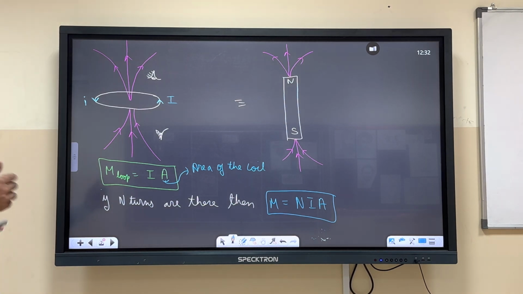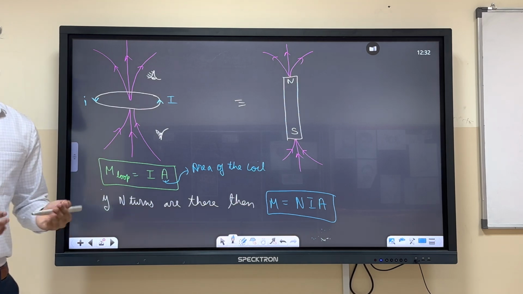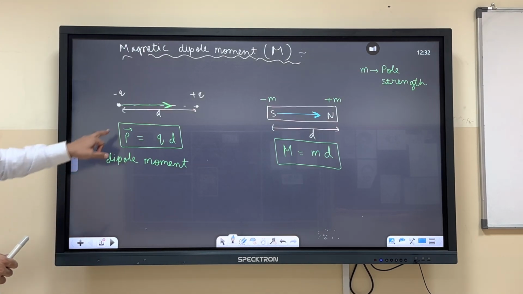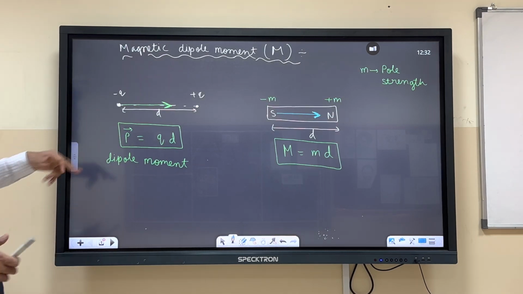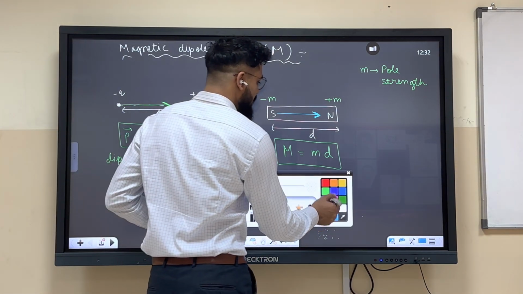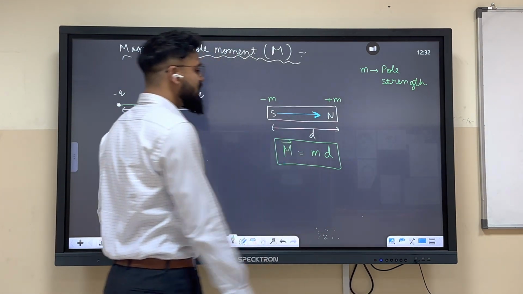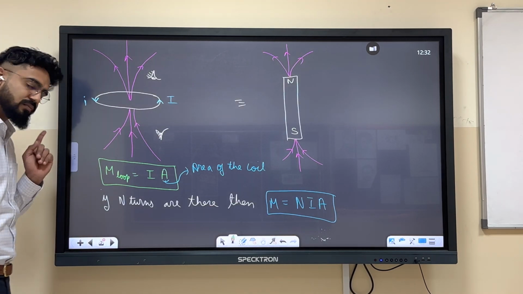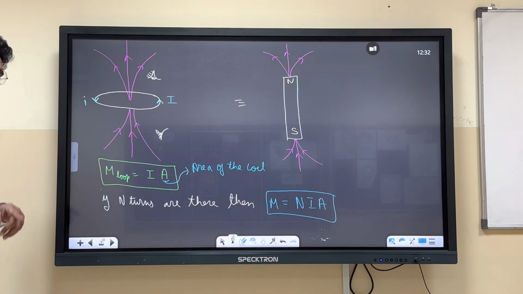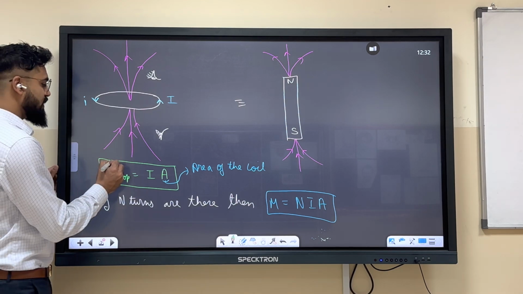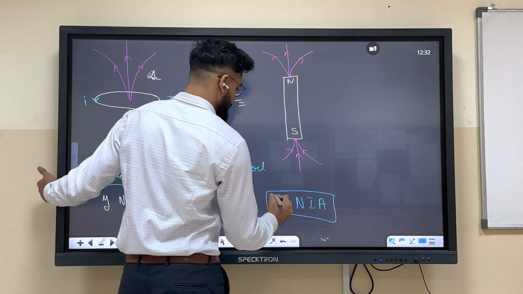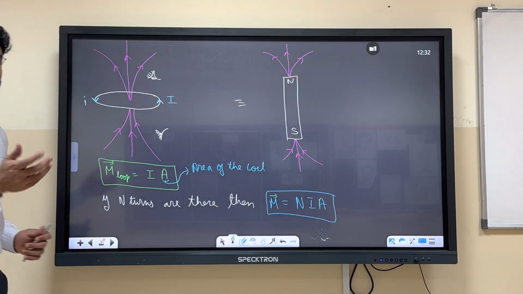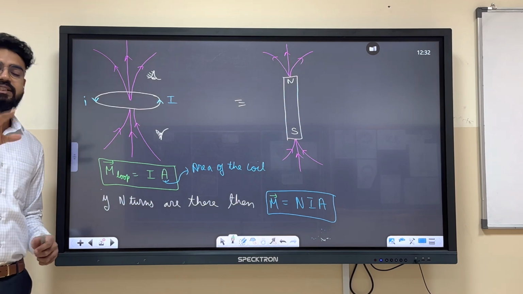Now, obviously, it should be a vector quantity. Over here, dipole moment was a vector quantity. Similarly, can we say that magnetic moment is also a vector quantity? Yes or no? Correct? So over here too, if it is a vector quantity, it should have some direction.